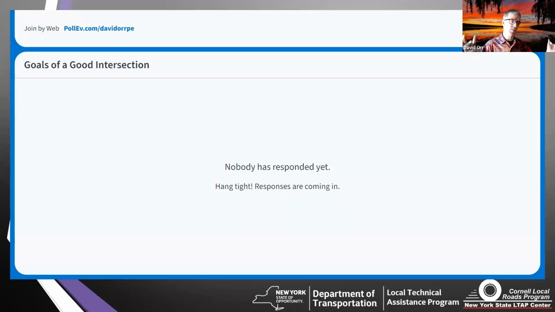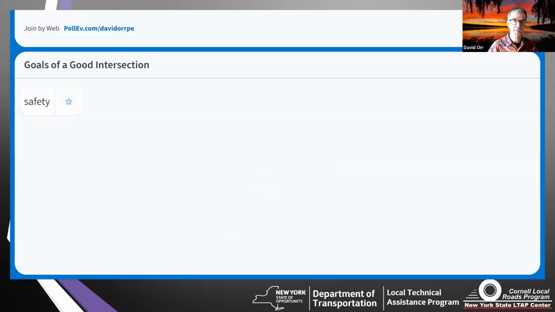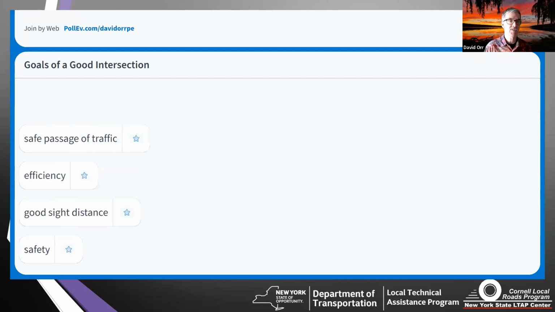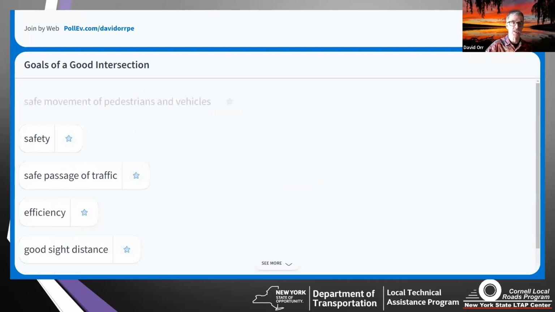So to start, our first poll, it's not just who you are. What is the goal of a good intersection? What would you put down as the goal of a good intersection? Let's see if you come up with the list that I've got and also that's out in the literature these days. Okay, we have efficiency. Okay, that's good. Good sight distance, safe passage of traffic. Yeah, safety is the first thing y'all put down. Several of you have said safety. I've got a safety over in the Q&A. Safe movement of pedestrians and vehicles.